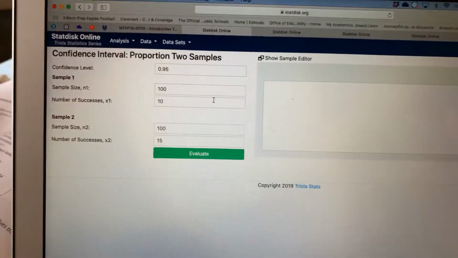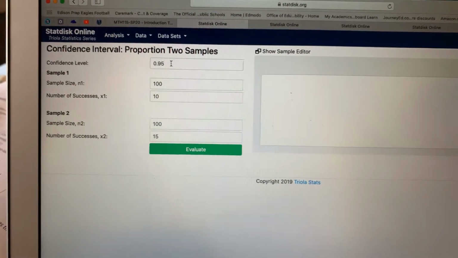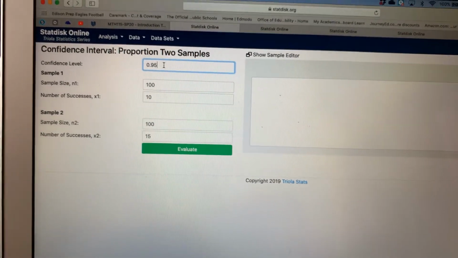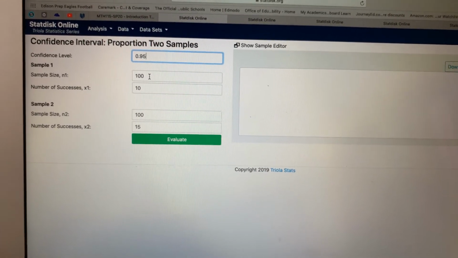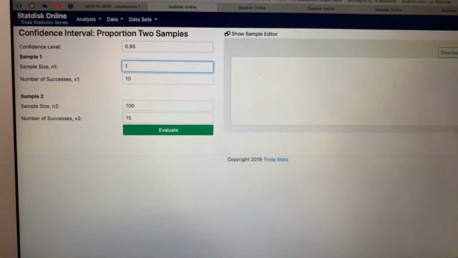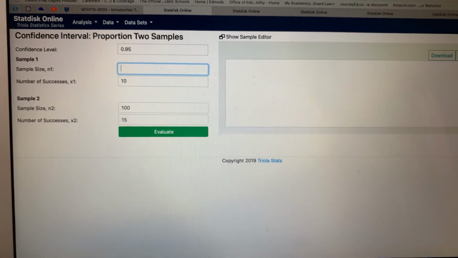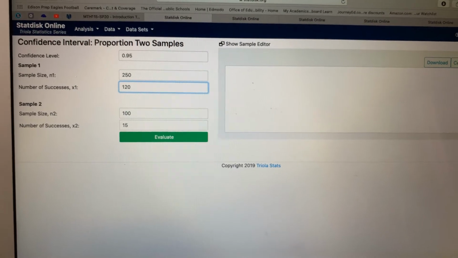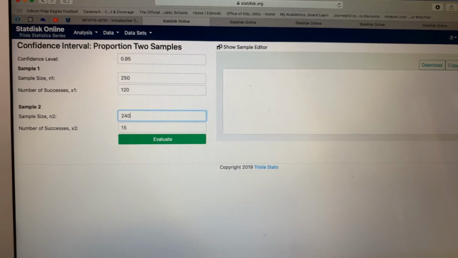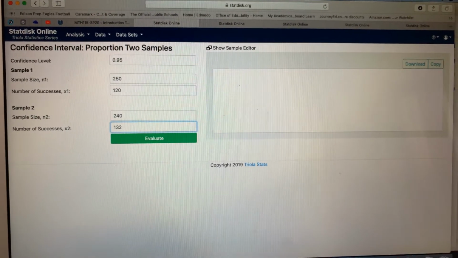It's asking a lot of the same questions, except notice this time it asks for a confidence level, not a significance level. We were told to use a 95% confidence level, which is 0.95. So again, my sample size for the first one is 250. The number of successes was 120. Sample size for the second is 240, and number of successes is 132.